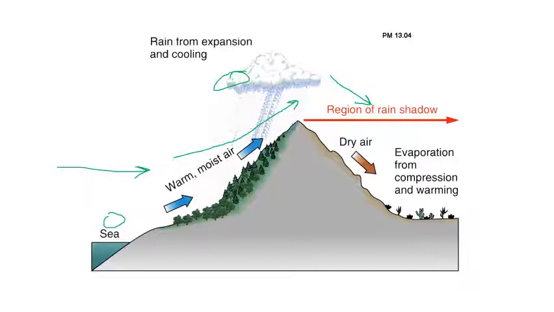Again, if you've ever pumped up a bicycle tire with a hand pump and you feel the cylinder gets hot, the cylinder of the pump, because you're compressing that gas and you're warming it up. So coming down the back side of this mountain, the east side, we have warm, dry air because you're compressing that air, and a lot of the moisture has already fallen out back here. So this is called a rain shadow.